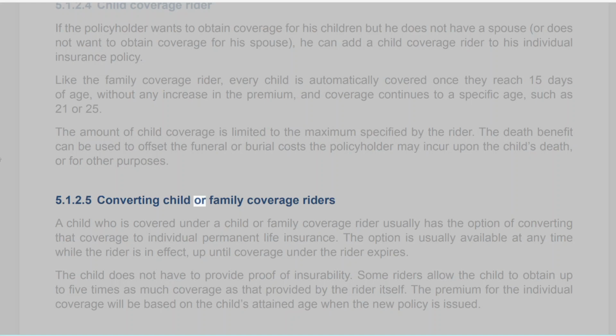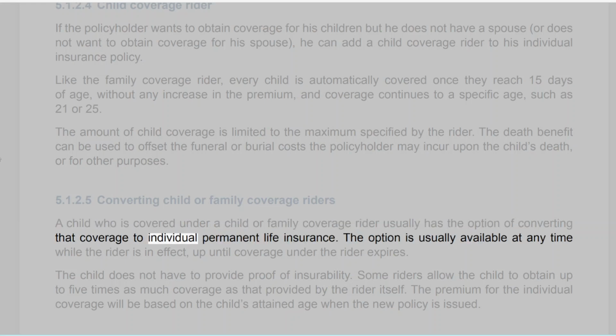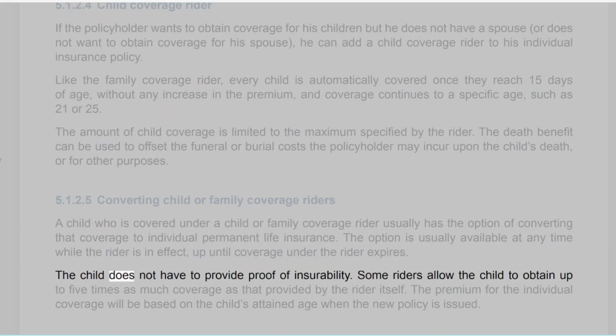5.1.2.5 Converting child or family coverage riders. A child who is covered under a child or family coverage rider usually has the option of converting that coverage to individual permanent life insurance. The option is usually available at any time while the rider is in effect, up until coverage under the rider expires. The child does not have to provide proof of insurability.